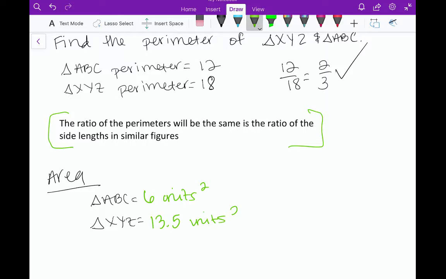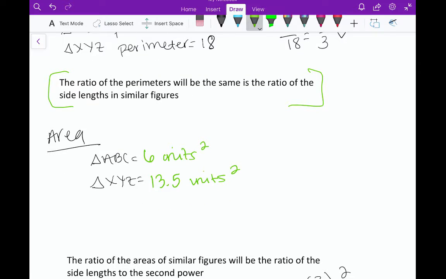Now I want to compare these ratios and see what I find. So 6 over 13.5. Now 13.5 is not going to be divisible by anything really pretty here. So instead I'm just going to divide and get the decimal format. The decimal format that I get is 0.44. And if you remember, our original scale factor was 2/3, and 2/3 is 0.666.